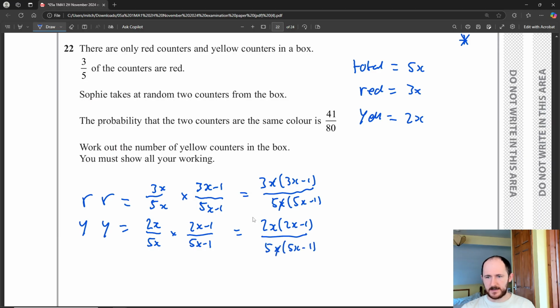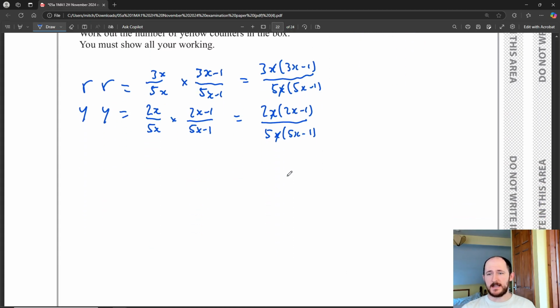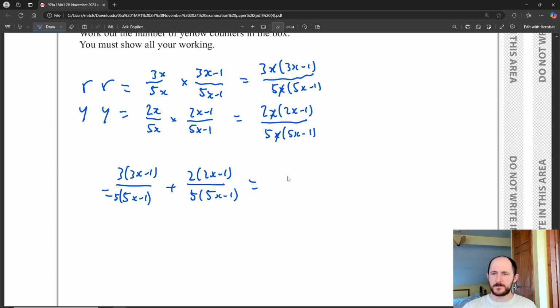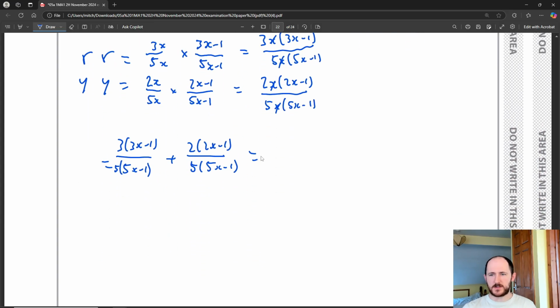And again, cancelling out the x. If I add those 2 fractions, apparently I should get 41 over 80. So let's see. So we have 3x minus 1 over 5x minus 1, add 2x minus 1 over 5. That should be a 5 outside here as well. 5x minus 1 equals 41 over 80, and we have to solve for x.